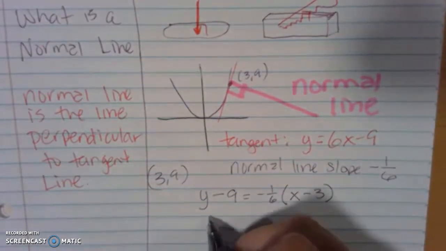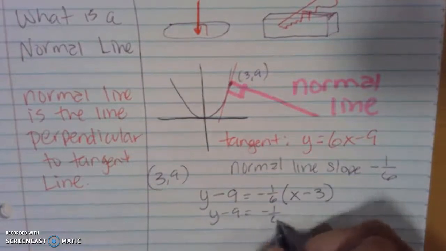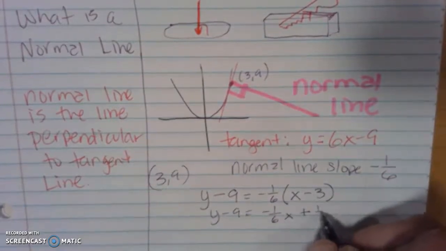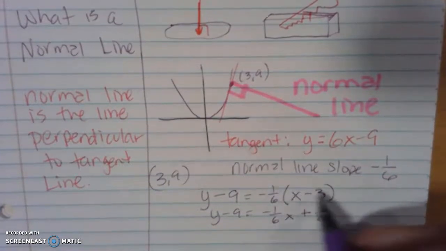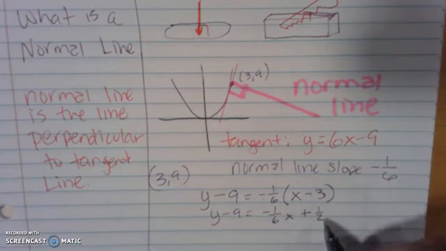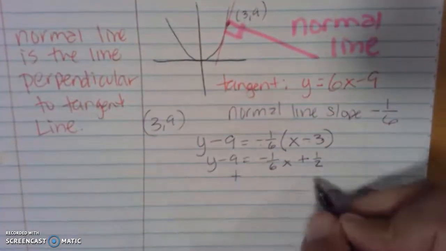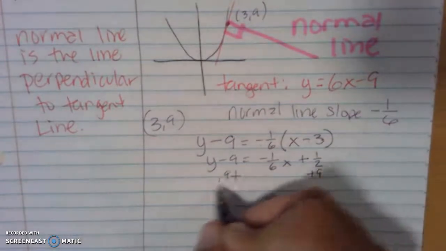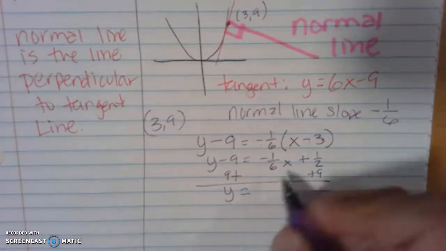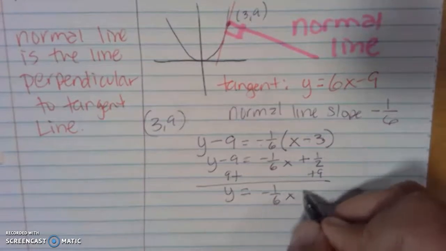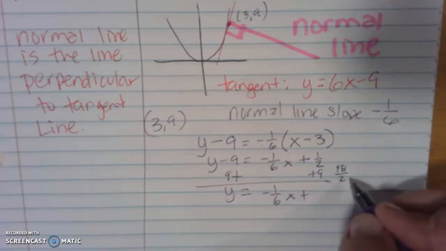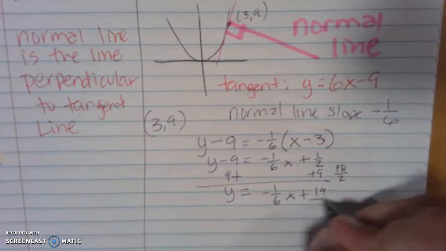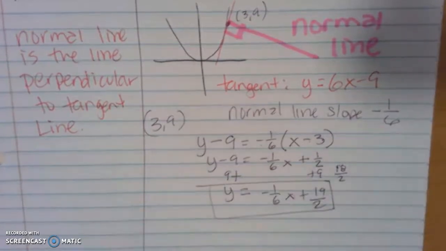If I solve for this, I get y minus 9 equals negative 1/6x plus 1/2. One sixth times 3 is 3/6, a negative times a negative is a positive, and 3/6 reduces to 1/2. I'm going to add 9 to both sides. Oh, there's my little dyslexia coming into play. So y equals negative 1/6x plus, that's the same as 18 halves, so 18 plus 1 is 19 halves. That's my equation for the normal line.